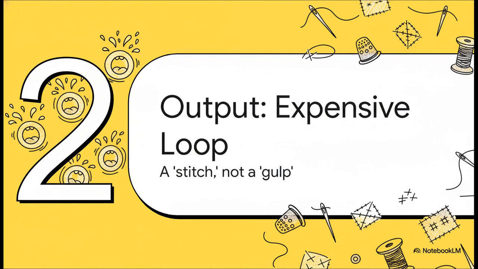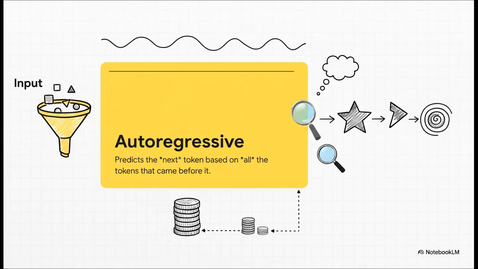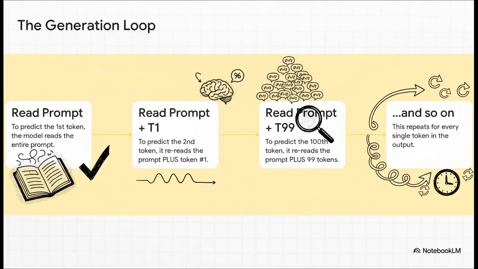You see, if input is a gulp, then output is more like a slow, careful stitch. The key term to understand here is autoregressive. Now, I know it sounds really complicated, but it just means the model generates its response one piece at a time. It predicts the next word by looking at your entire prompt, plus every single word it has already written. And this right here illustrates the process perfectly. To generate just the first word, it reads your prompt. Then, to generate the second word, it has to reread your prompt and that first word. To generate the 100th word, it rereads your prompt plus the 99 words it just wrote. It's this repetitive, one-by-one loop.